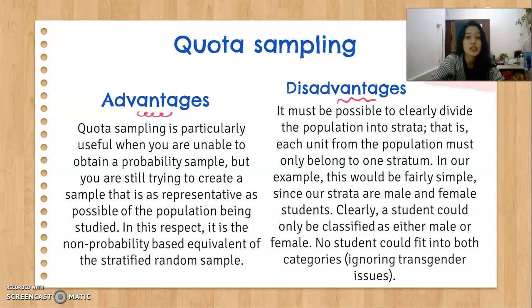And next, these are the disadvantages of quota sampling. It must be possible to clearly divide the population into strata. That is, each unit from the population must only belong to one stratum. In our example, this will be fairly simple, since our strata are male and female students. Clearly, a student could only be classified as either male or female. No student could fit into both categories, ignoring transgender issues.